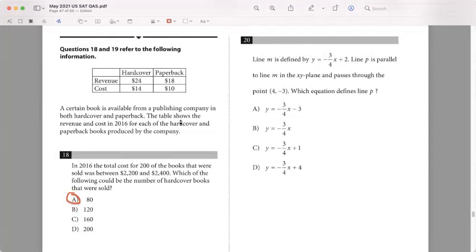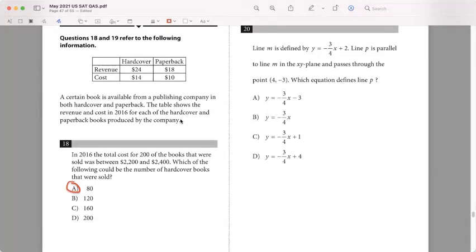And 20th, line M is defined by y equal to minus 3 by 4x plus 2. Line P is parallel to line M in the xy plane and passes through the point 4 comma negative 3. Which equation defines line P? So I know that for line M, my slope is negative 3 by 4, right? Because this is in the form of mx plus c.